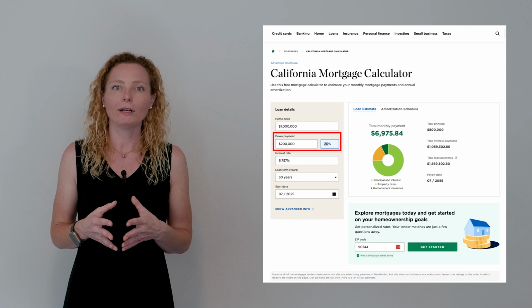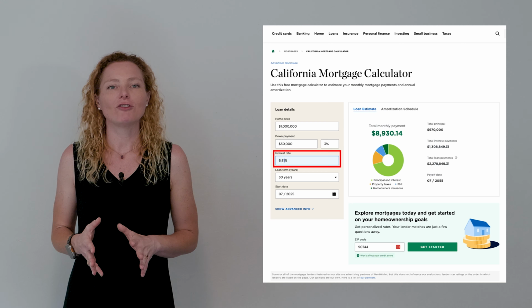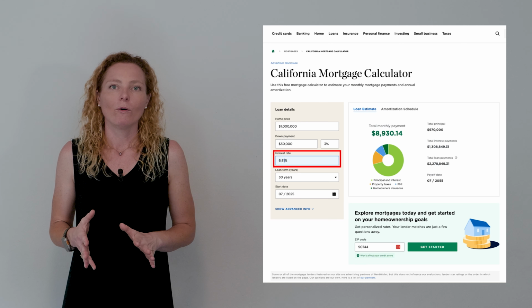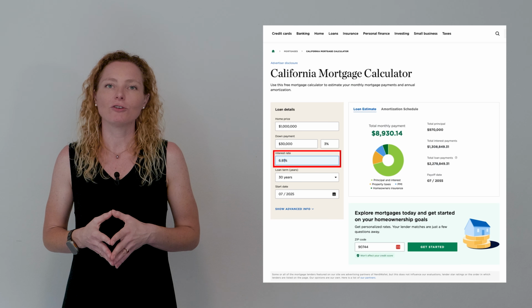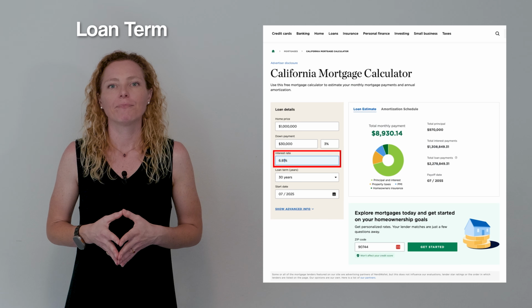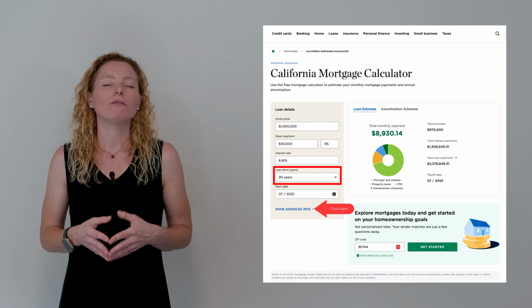Interest rate. The current average interest rate as of the date of this recording is 6.81%. So that's what we'll put in. But it's important to know that the interest rate changes on a daily basis. We won't go into how and why it changes, just know that it does change. Loan term. For most people, especially if you're a first-time home buyer, you're probably going to be getting a 30-year loan. That means that you have 30 years to repay the money that you're borrowing.